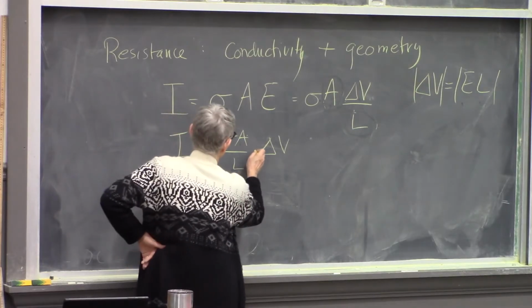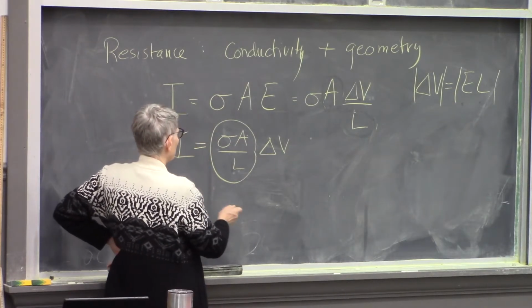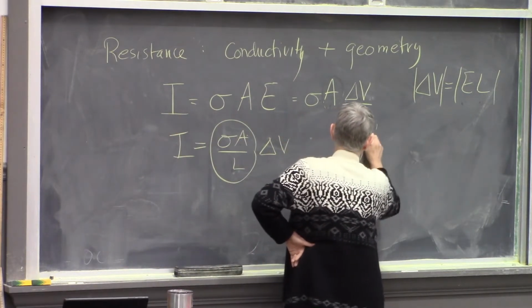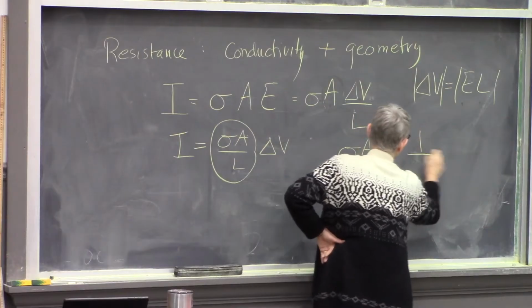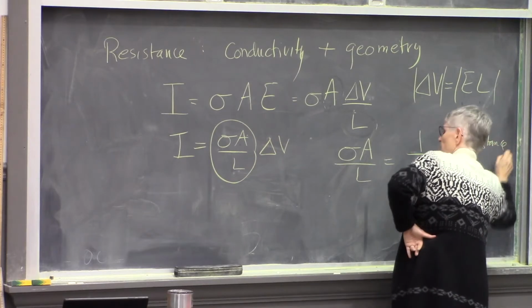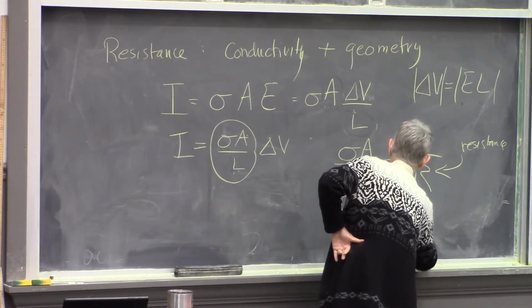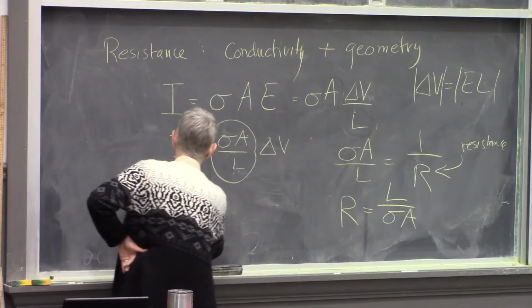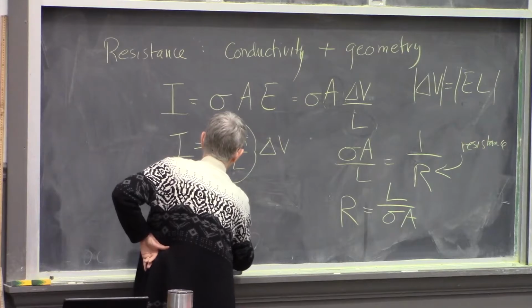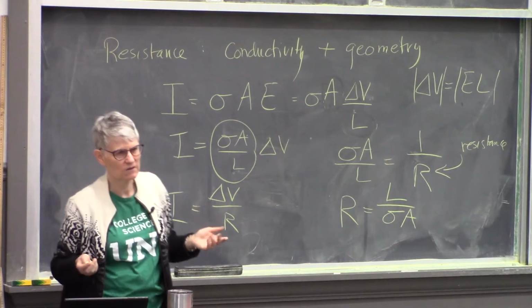And this quantity here is actually defined as 1 over the resistance. So sigma A over L is 1 over R. This is resistance. So clearly resistance is going to be equal to L over the conductivity times the cross-sectional area. And so we can write I is equal to the potential difference across a resistor divided by its resistance.